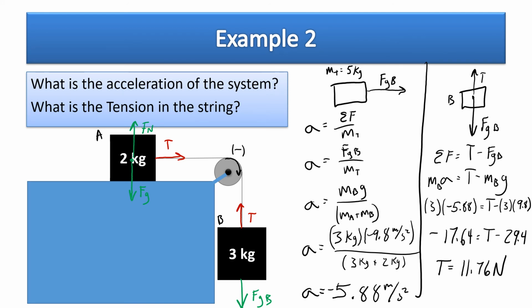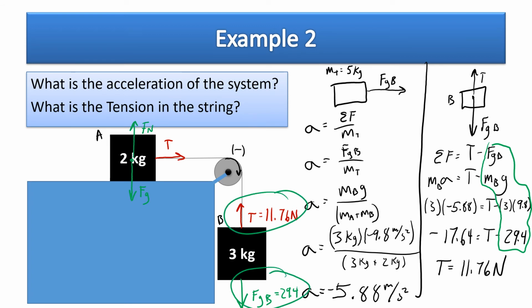So you end up getting a tension of 11.76 newtons, which makes sense because we found this is FGB over here, and that turned out to be 29.4 newtons. So that makes sense because we would expect this to be greater than that, which would cause it to go in that direction.